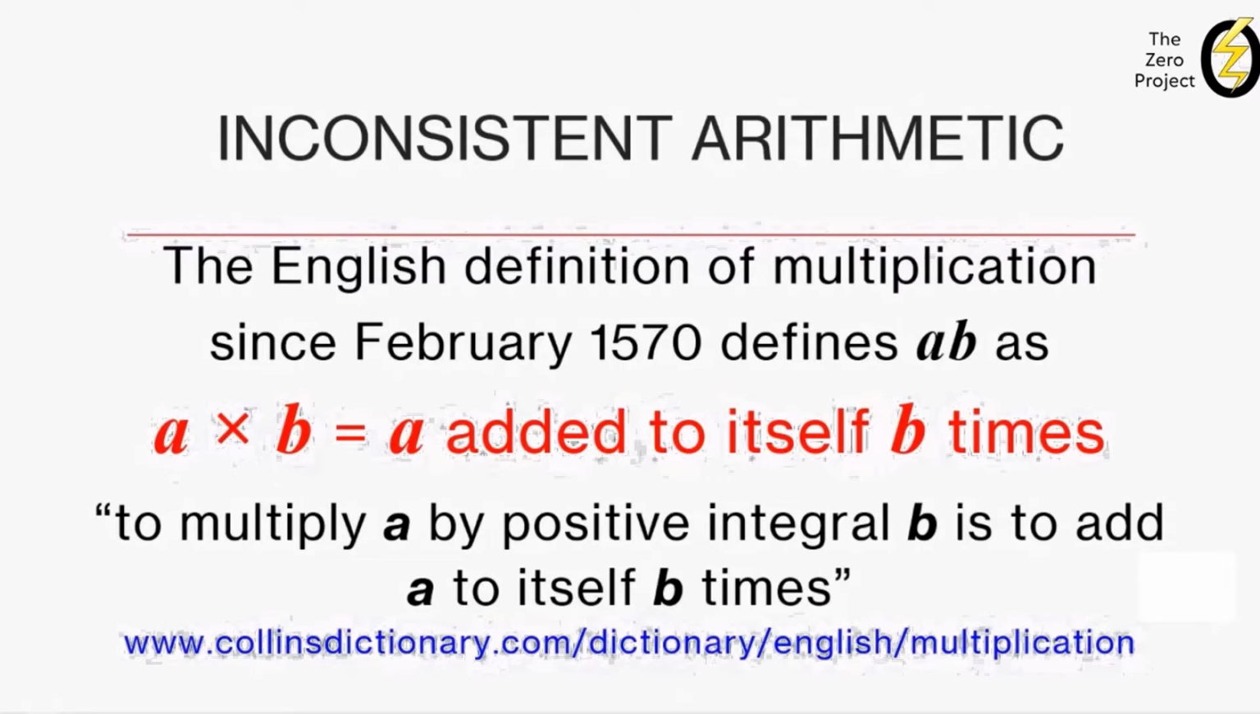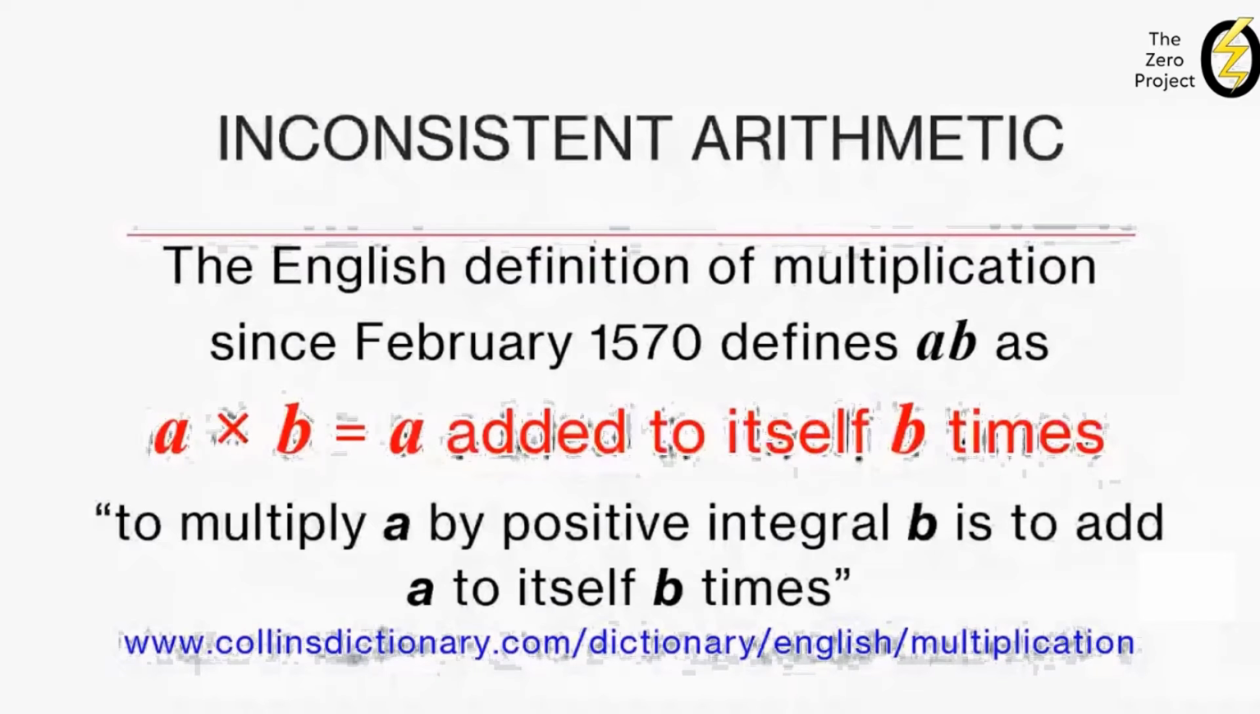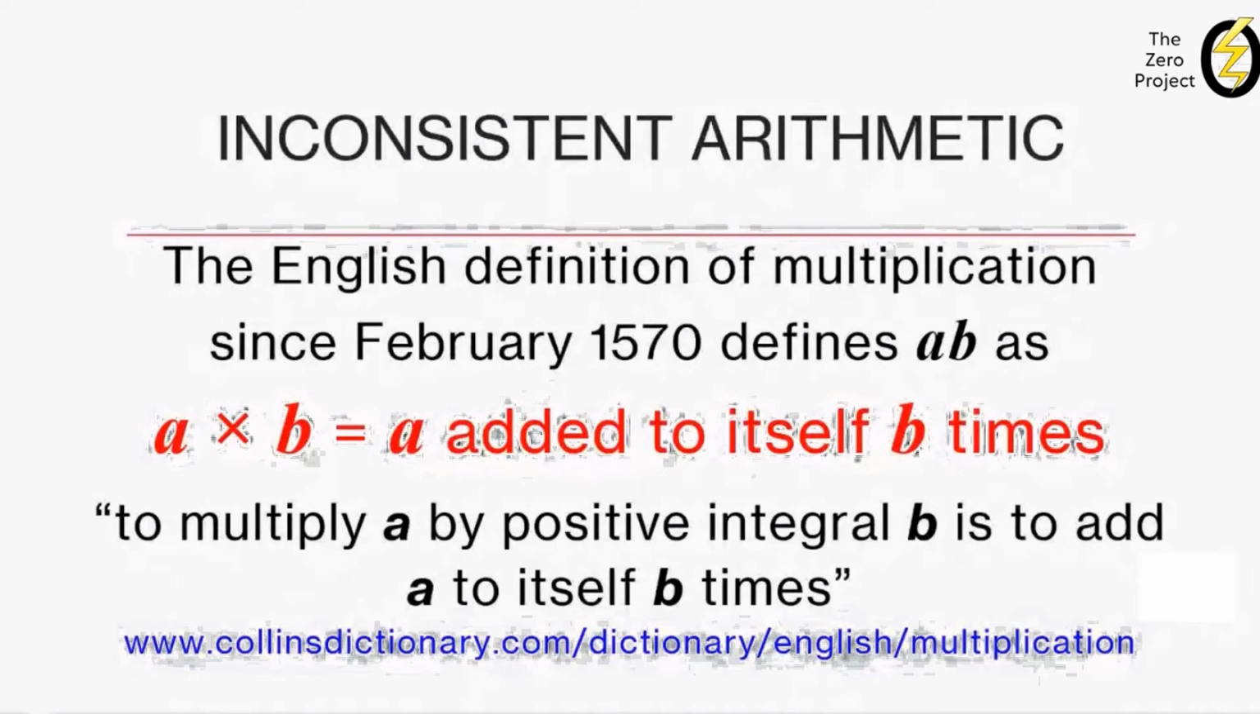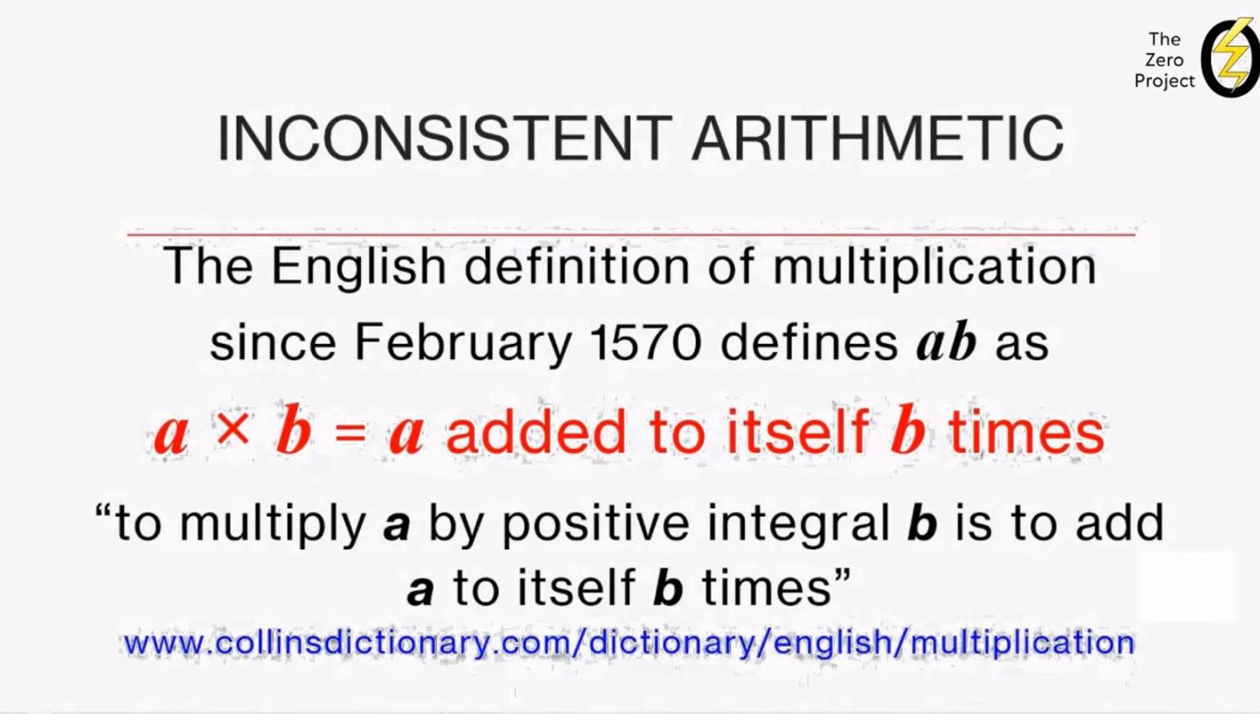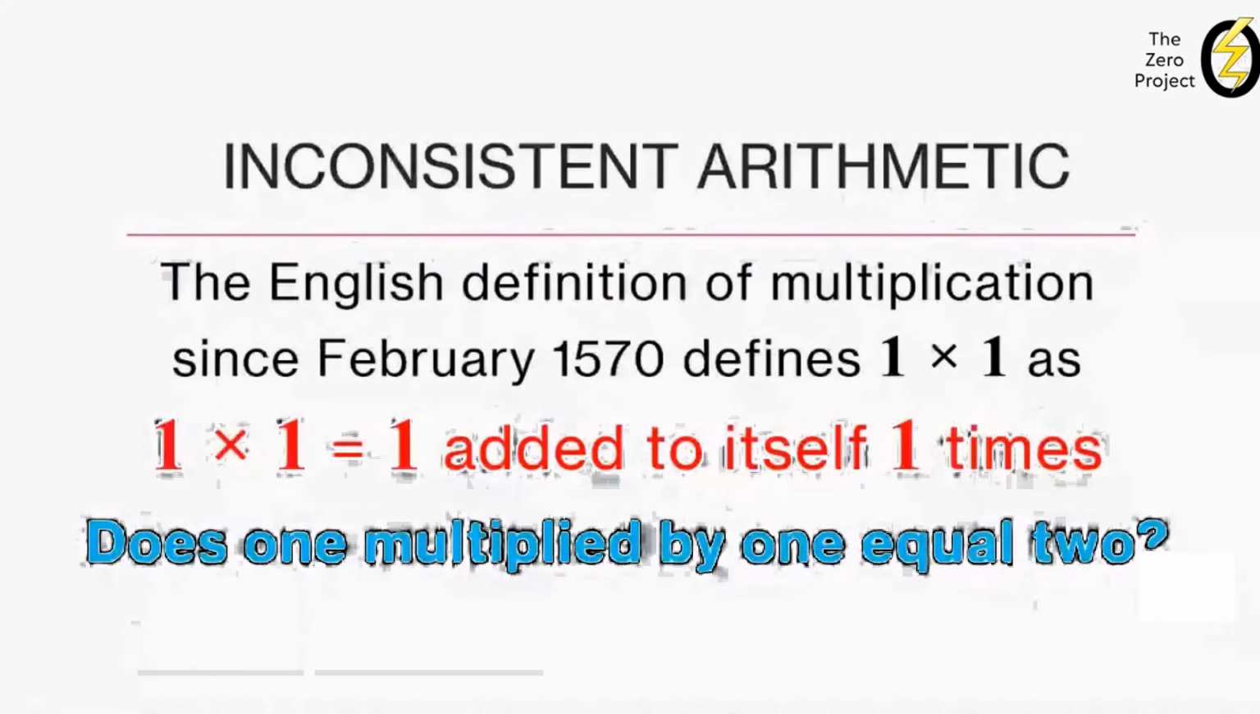And the dictionary definition of multiplication today is to multiply A by positive integral B is to add A to itself B times. My teacher said that 2 multiplied by 3 equals 2 added to itself 3 times. So she asked the grade what that would equal. I put up my hand and answered the correct answer of 8. Then we had a bit of an argument because my teacher said 2 multiplied by 3 was 6, and yet the definition that she gave, 2 multiplied by 3 equals 2 added to itself 3 times, that had been wrong for the previous 398 years.